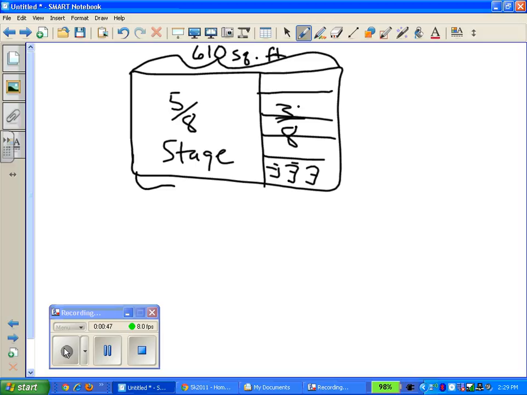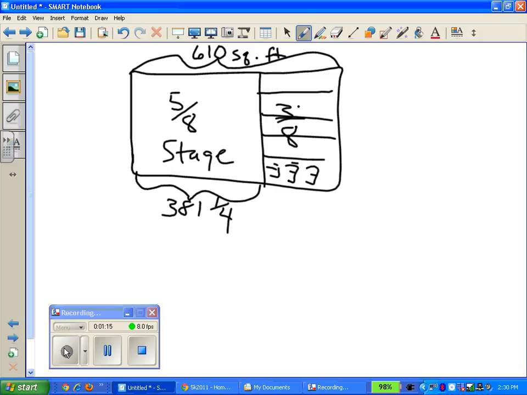How much space is this part of the stage? You just figured that one out, Connor. 5/8 of 610 is 381 1/4. That would be for each individual part, the whole stage. This 5/8 of the stage, before we divided it for the 4 bands, how much space was there? Oliver? Good. It's 381 1/4.